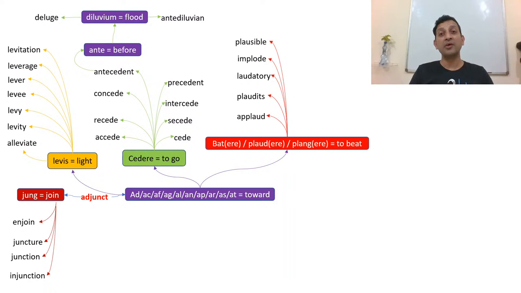Plausible. Something which, if you beat against it, will hold true. So something which is plausible is something which can be true, can be believed. You're not sure, but it can be believed.